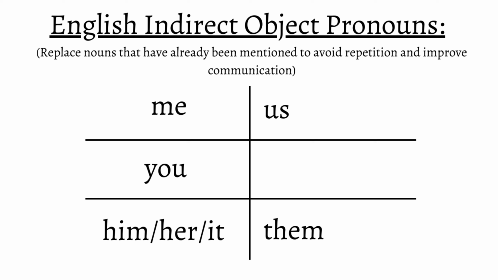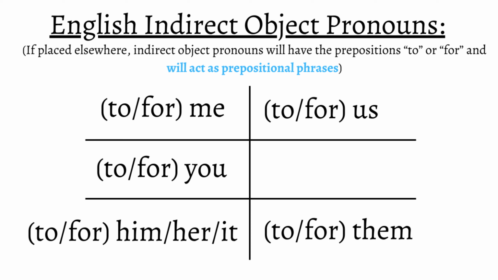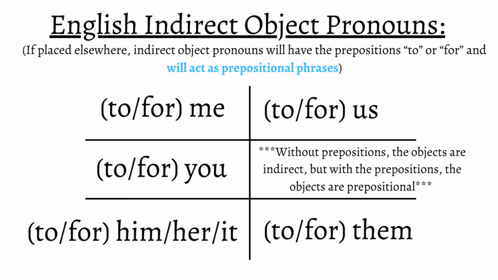With the following pronouns, they will work as indirect objects only if they're placed after a verb and before a direct object. They will act as indirect objects if they do not use a preposition and if their sentence flow saves time. By turning them into prepositional phrases, we can implement the typical prepositions to or for to every pronoun, and now we have a clear difference, and so we can understand that these are indirect object pronouns that act as prepositional phrases. Without prepositions, the objects are indirect, but with the prepositions, the objects are prepositional.